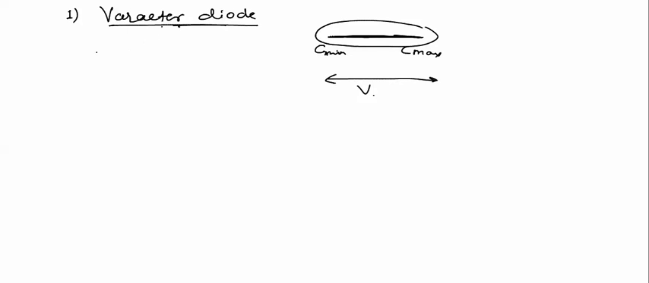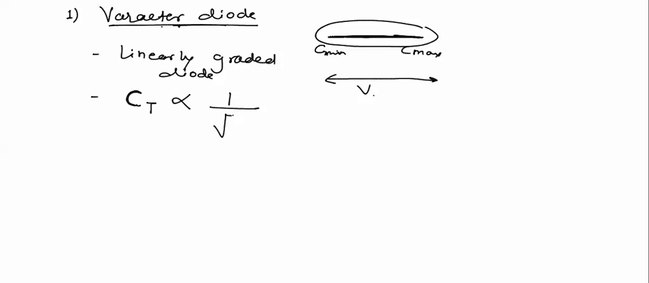This diode is normally a linearly graded diode. If it is a linearly graded diode, the transition capacitance CT will be inversely proportional to the cube root of the reverse bias voltage. Earlier we have seen this diode is always used in reverse bias. If we are using it in reverse bias, the capacitance will be the transition capacitance.